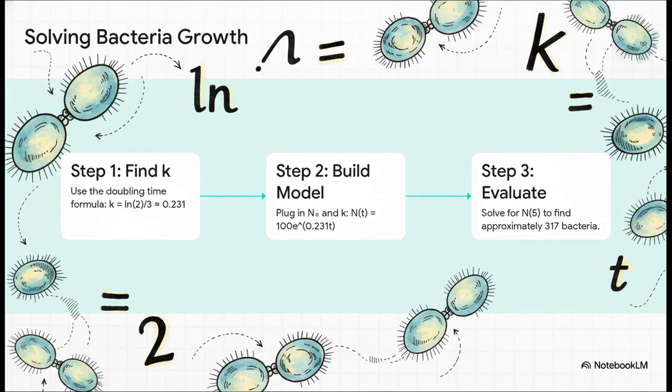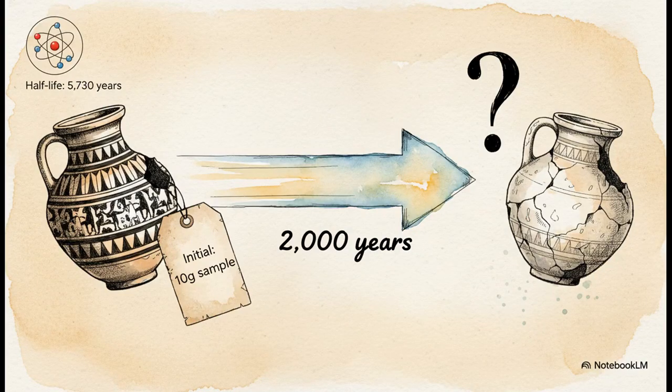See, not so bad. Now we can build our full model. We just plug in our k and our starting amount, which was 100. Then we just pop in 5 for t. And a quick calculation tells us we're going to have about 317 bacteria. Done. All right, let's switch gears and look at a decay problem. We're going to be working with carbon-14, the stuff archaeologists use to date really old things.